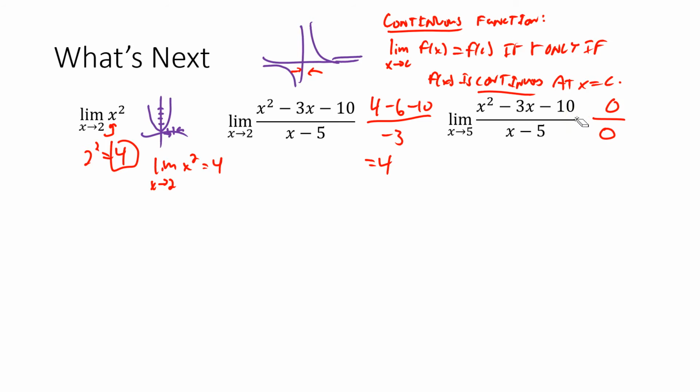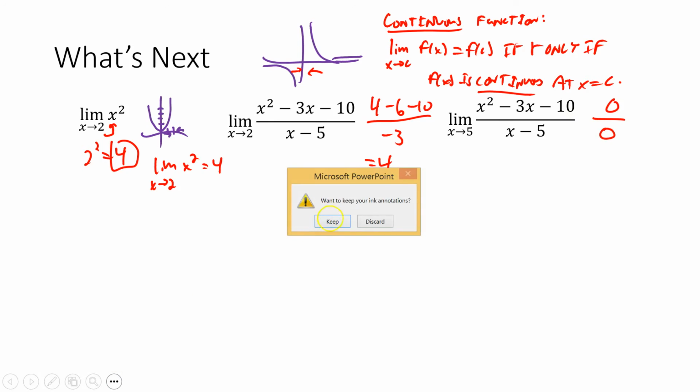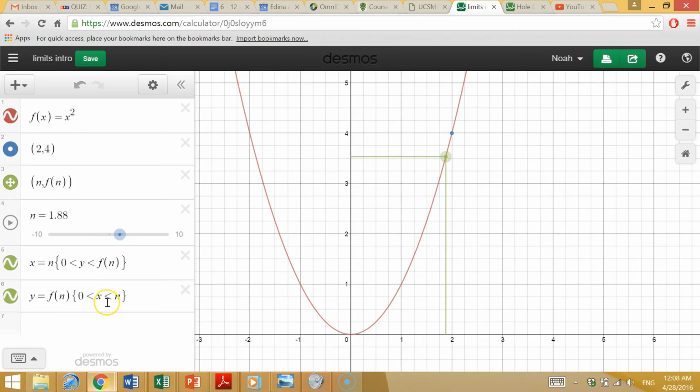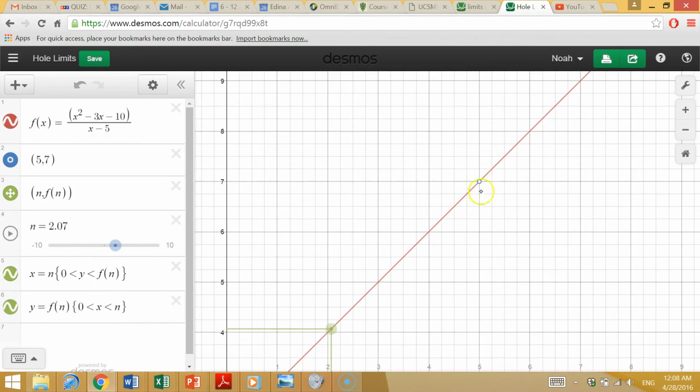So first of all, let's take a look and see what's actually going on here. So let's go back to Desmos. And it's right over here. So we're going to go back to our function. It looks like we have a hole there. So if we approach 5, what does it look like the y values are getting close to? Looks like they're getting close to 7, right? And from the other side as well, looks like they're getting close to 7 as I approach 5 with x.